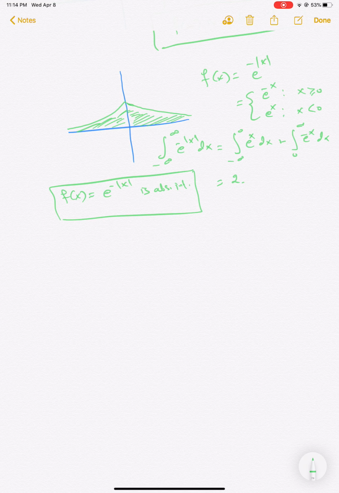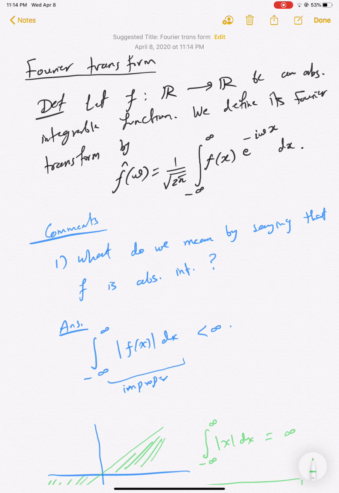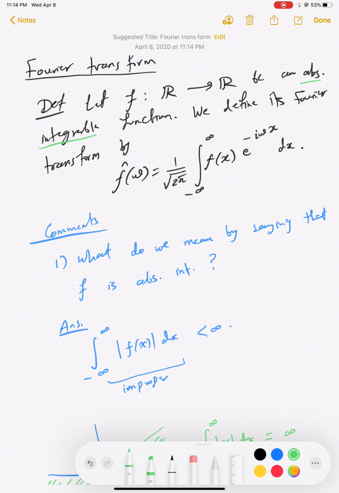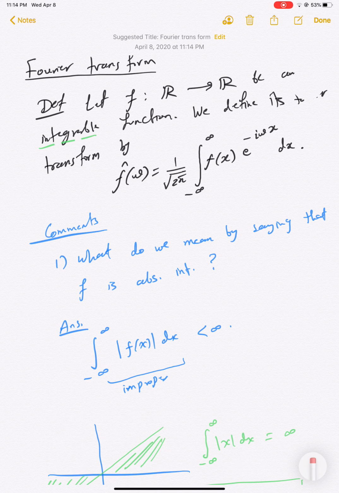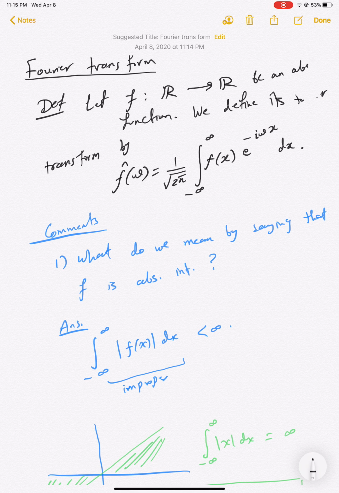So this is the first thing. Again, I'm going back to the definition. The definition says if you have an absolutely integrable function, then you define the Fourier transform this way. So the first thing, what do we mean by the absolute integrability? This is it. We have polynomials, and none of the polynomials is absolutely integrable. To have absolutely integrable functions, you need to guarantee that the area with the x-axis is finite.